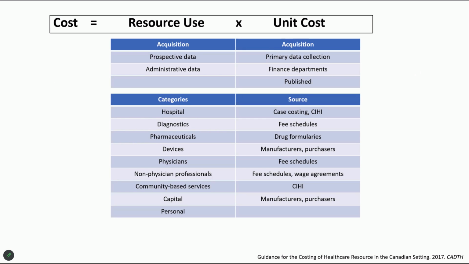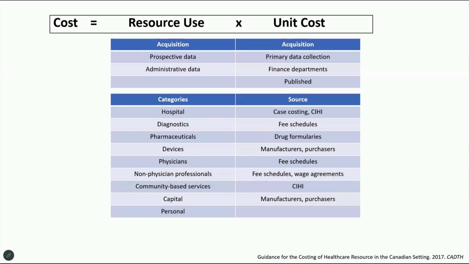The costs are established in two steps. First, all relevant resource use is identified and quantified, where relevance is, again, determined by the perspective. And this is accomplished prospectively through clinical or observational trials, or retrospectively through administrative data. Resources typically fall into these main categories.